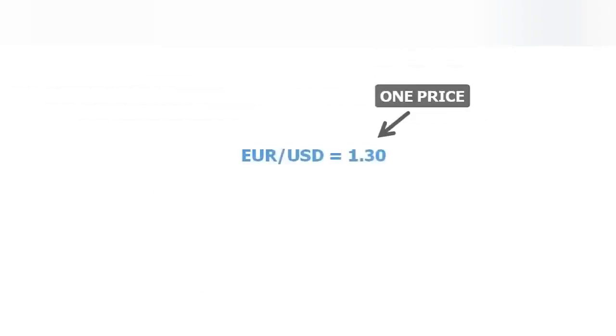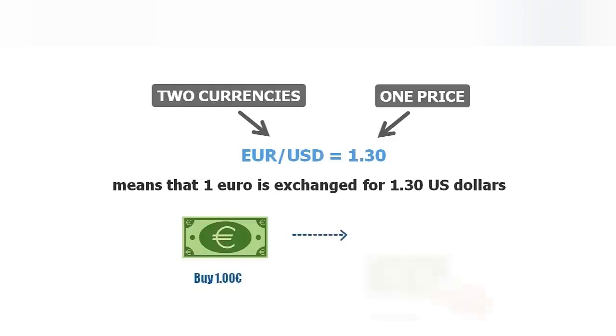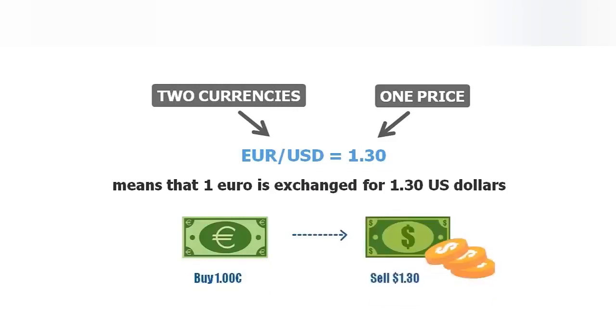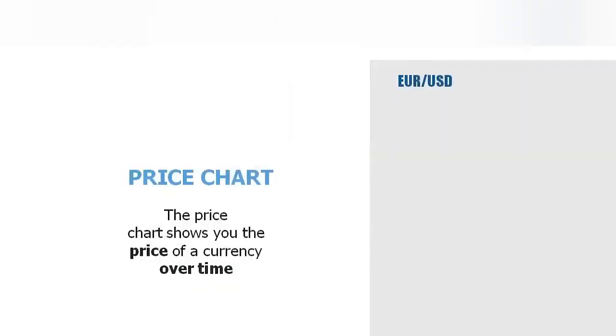A currency pair is referred to as one price. This price is the exchange rate between two currencies. So if the price of the euro-US dollar is, say, $1.30, then this means that €1 is exchanged for $1.30. A price chart shows how the exchange rate between two currencies develops over time.